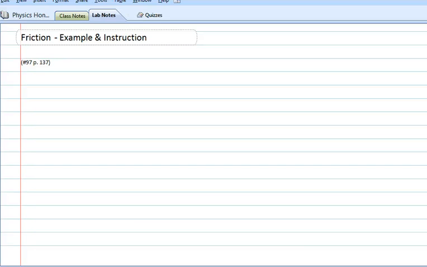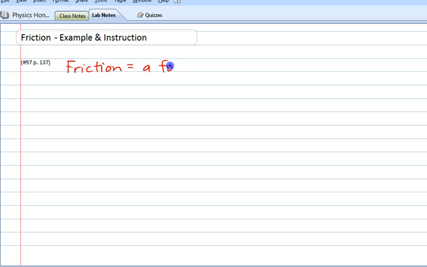Okay, welcome back everyone. So this is a quick video to introduce you to the idea of friction. You're probably very familiar with it just from everyday things, but what do we mean when we talk about friction from a physics point of view? Well, friction is a force that opposes relative motion between two objects. So that's a good definition.